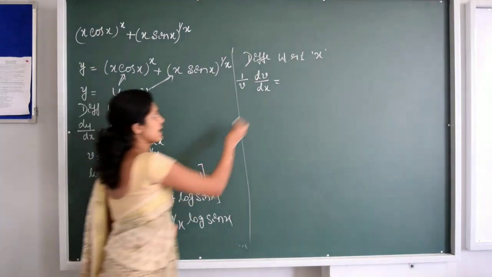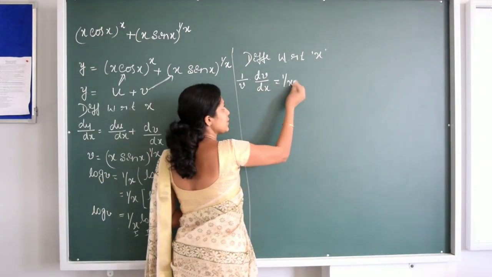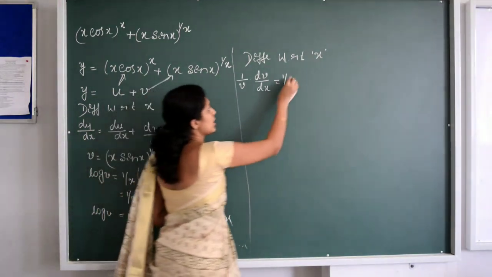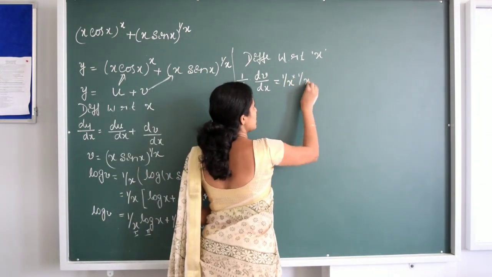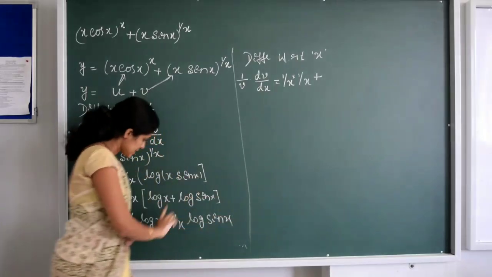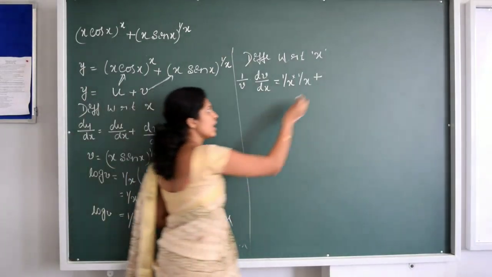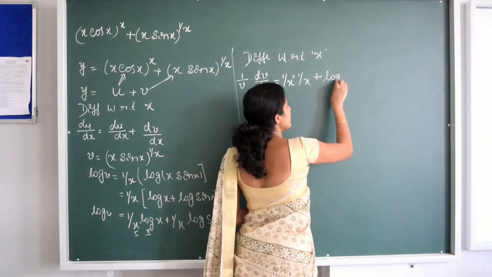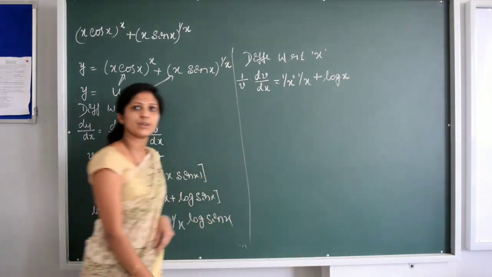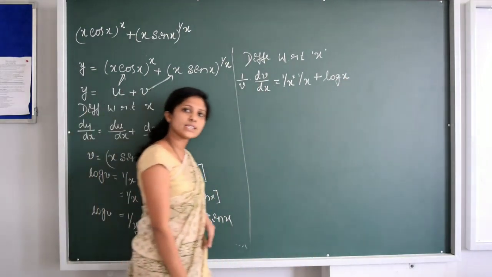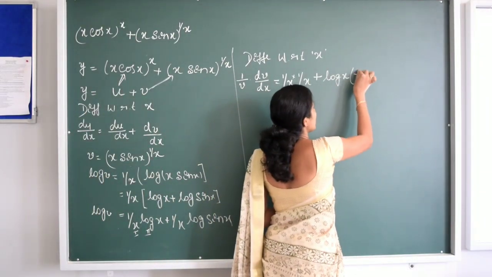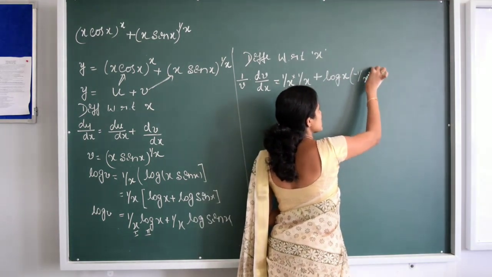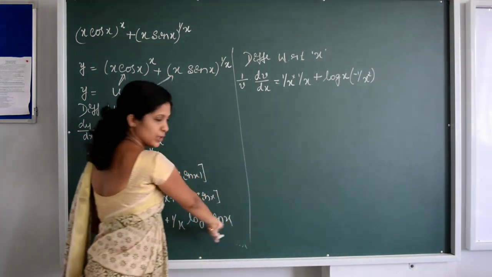So 1 by x I will keep as it is, and derivative of log x is 1 by x. 1 by x into 1 by x plus we'll keep the second function as it is, that is log x, into derivative of 1 by x. What is the derivative of 1 by x? It is minus 1 by x square. Minus 1 divided by x square. So this is done. We have to differentiate this one.